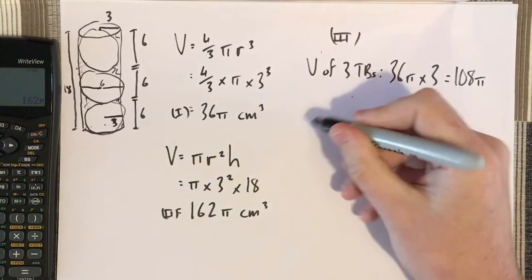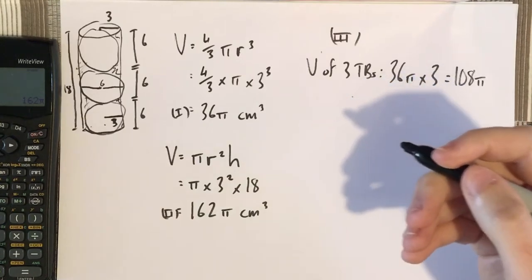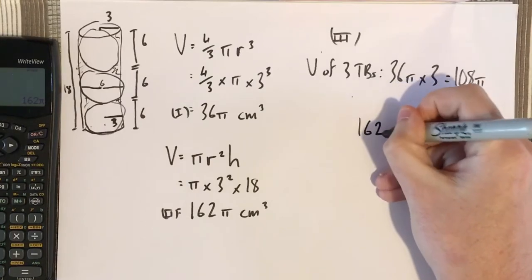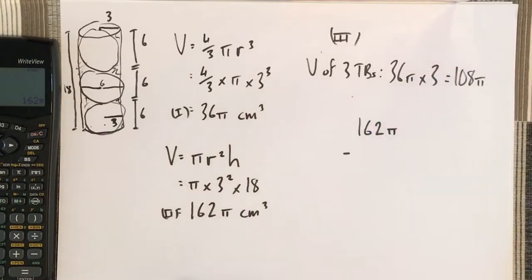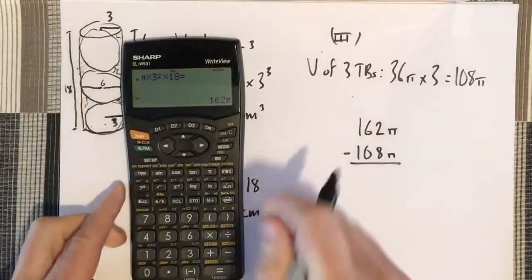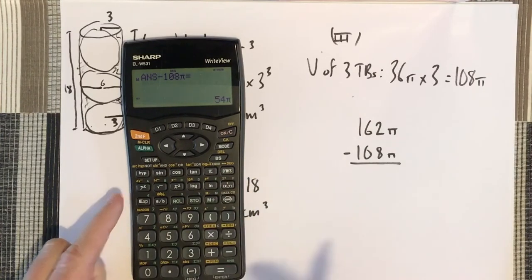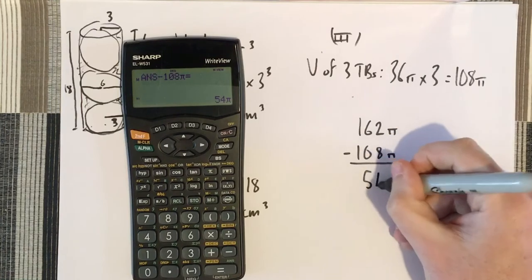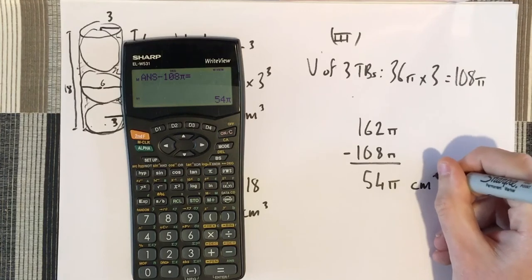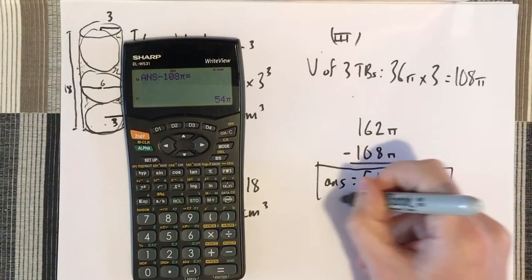All right. So the volume of the fresh air, or the volume of the can not occupied by the tennis balls, is just going to be 162 pi take away 108 pi. So 162 pi take away 108 pi is equal to 54 pi. It's still volume, so it's centimeters cubed. All right, and there's your answer for part 3.